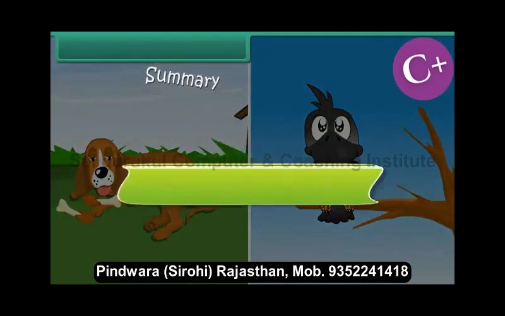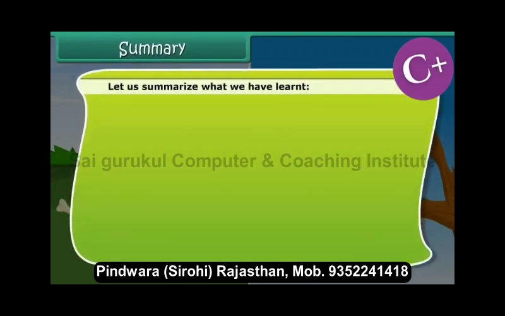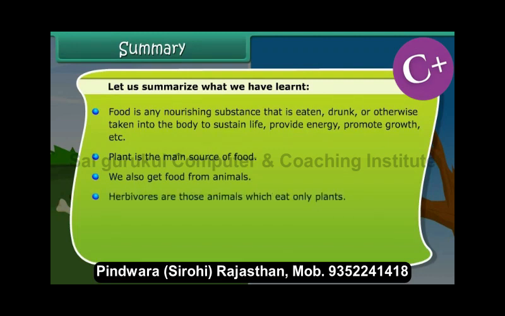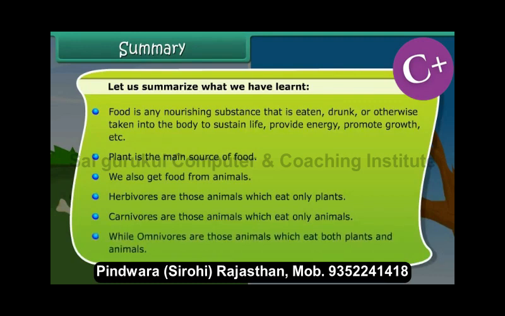Summary. Let us summarize what we have learned. Food is any nourishing substance that is eaten, drunk, or otherwise taken into the body to sustain life, provide energy, promote growth, etc. Plants are the main source of food. We also get food from animals. Herbivorous are those animals which eat only plants. Carnivorous are those animals which eat only animals. While omnivorous are those animals which eat both plants and animals.